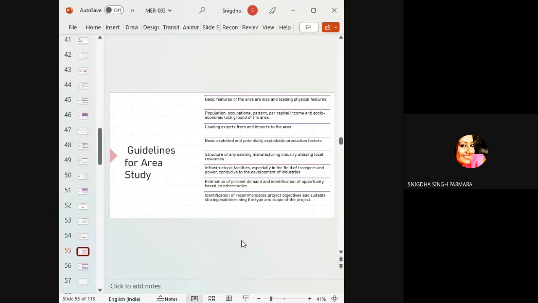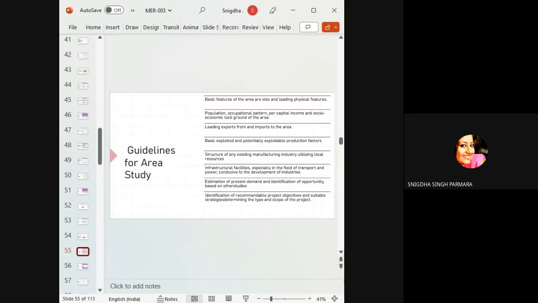So what they need to decide is what are the basic features of the area, size and leading physical features that the entrepreneurs are looking for. The population, occupational pattern, per capita income, socio-economic background for the area. This is not log ground, this should be background. There's a printing mistake. The exports and imports from a certain area. What are the exploited or the potentially exploitable factors of production in an area? What is the structure of manufacturing industries which are utilizing any local resources? The infrastructure facilities available there.